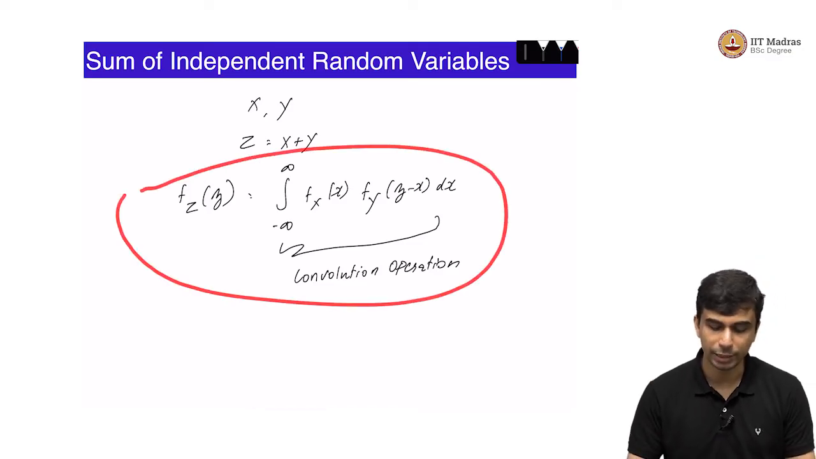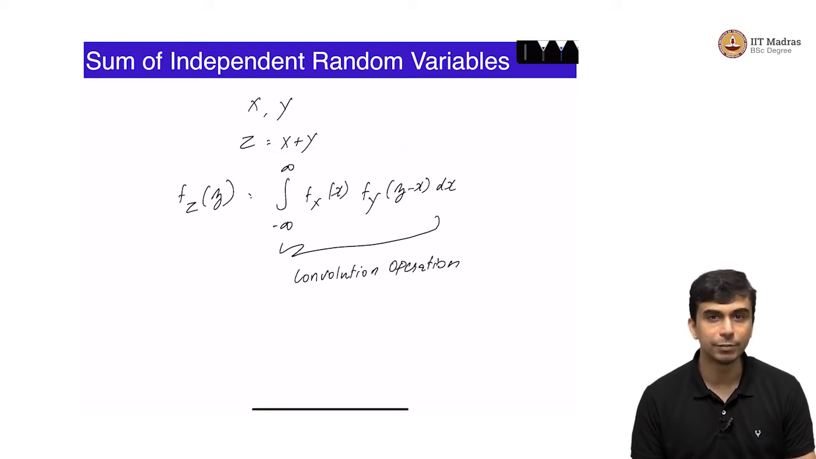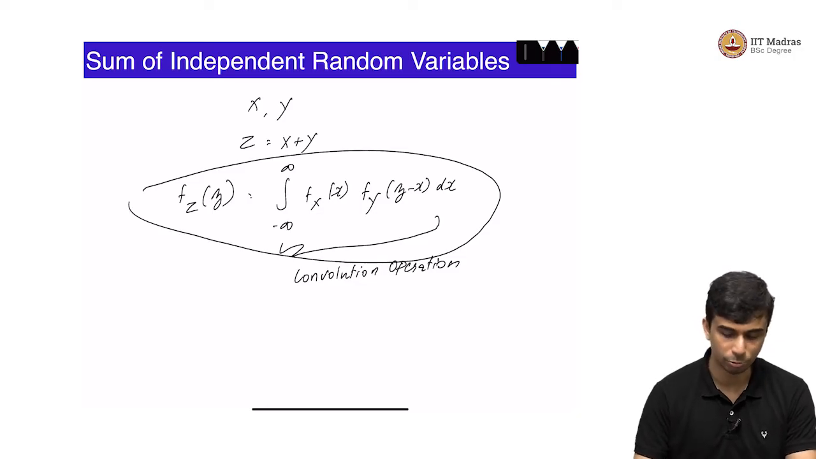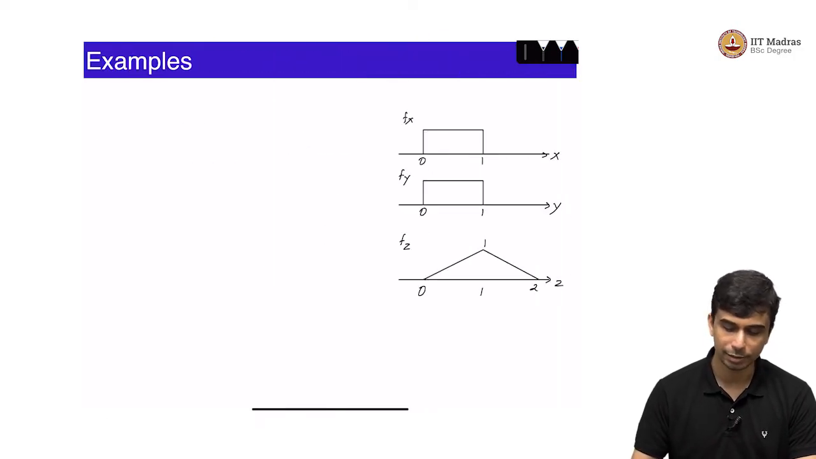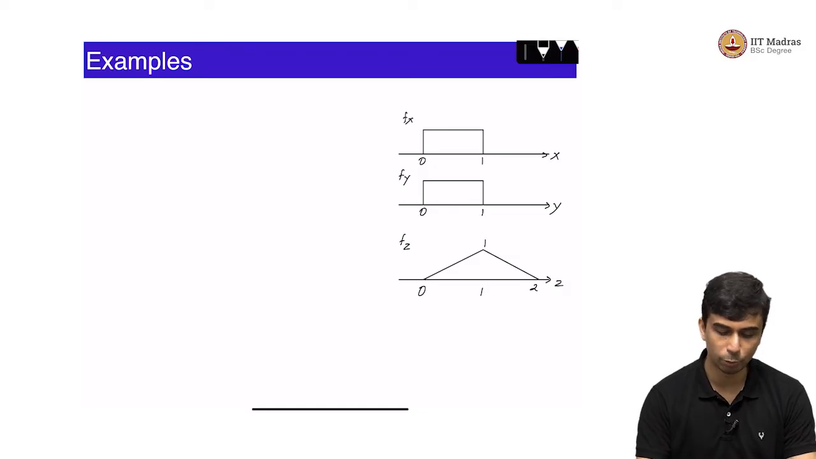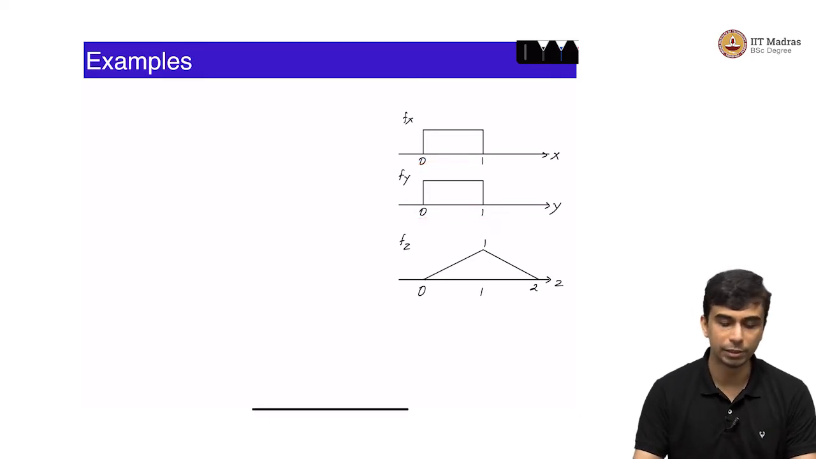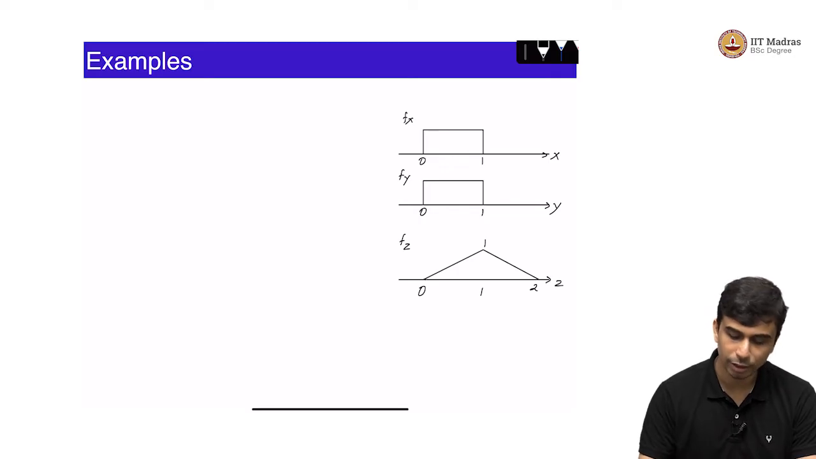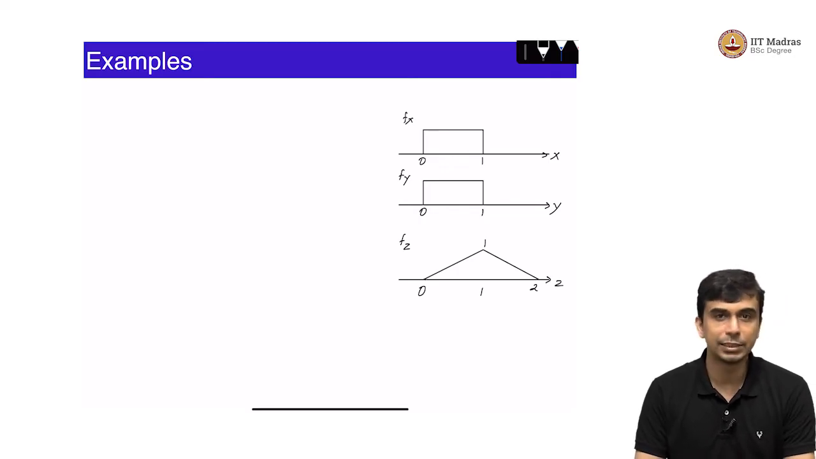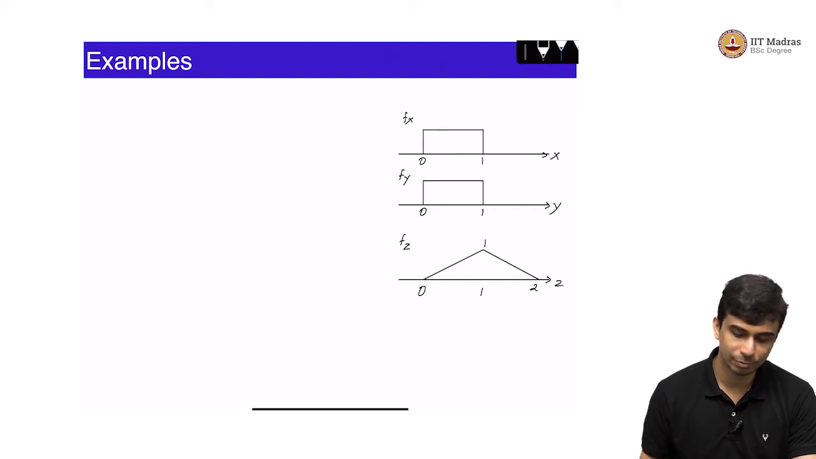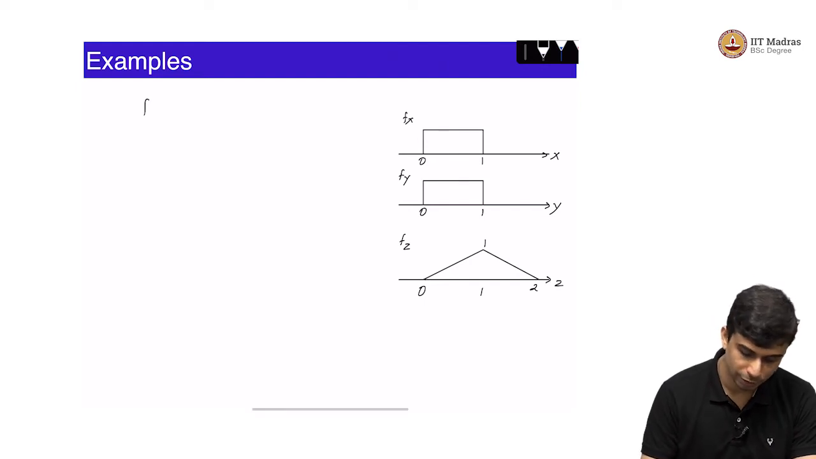However, this seems a pretty complex expression. We will see that for a special case we can work this out. Let us take the simplest special case that you can think of, where X and Y are uniform in the range 0 to 1. In that case, what will be the density of Z? We can immediately see that the density of Z is going to be 0 outside 0 to 2. Why is that? Because you are adding two numbers between 0 and 1, Z is going to be between 0 and 2.